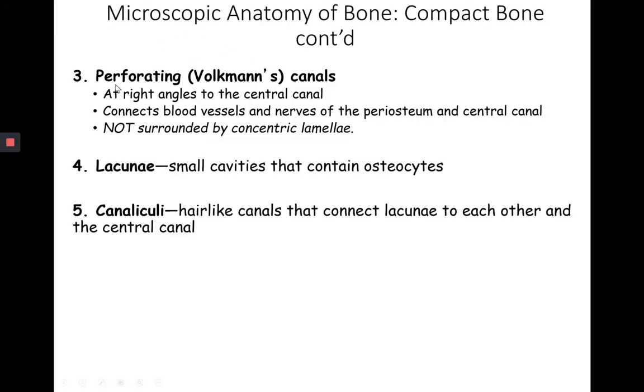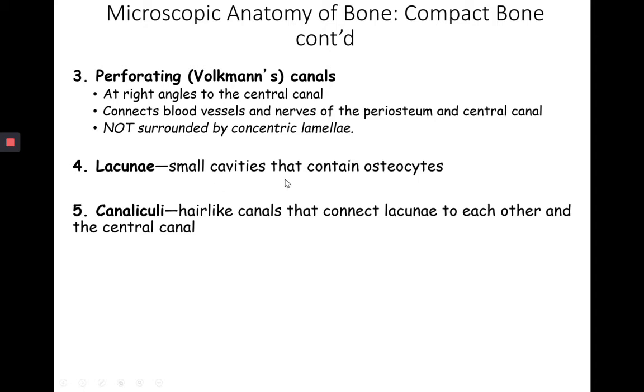There's also plenty of other anatomy to look at, like the perforating Volkmann's canals, which are going to be canals at right angles to central canals. So there are ways to connect blood vessels of the central canal to the other parts of the osteon. Then you have lacunae. You have small cavities. You can call them cups.